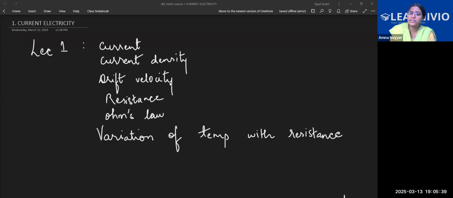We'll cover current, current density, drift velocity, resistance, Ohm's law, and variation of resistance with temperature. A small theoretical revision we'll do, and then we'll do the numericals which have come. Mostly we'll focus on the previous year questions that have come.